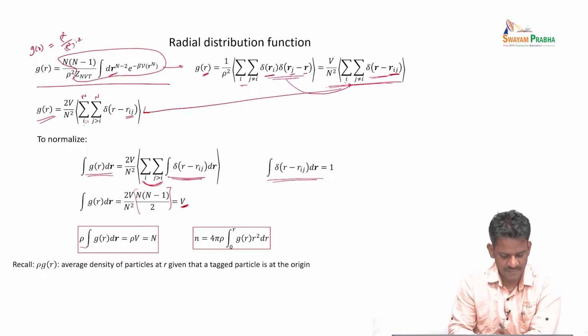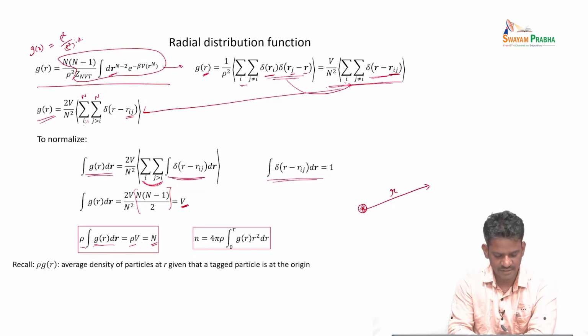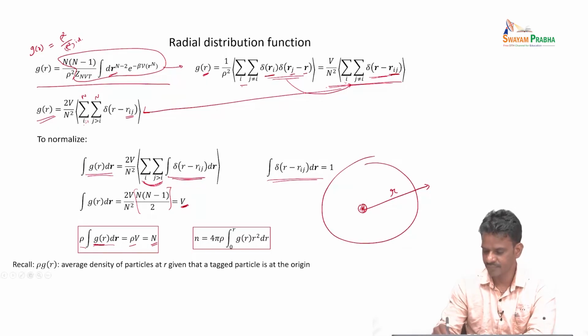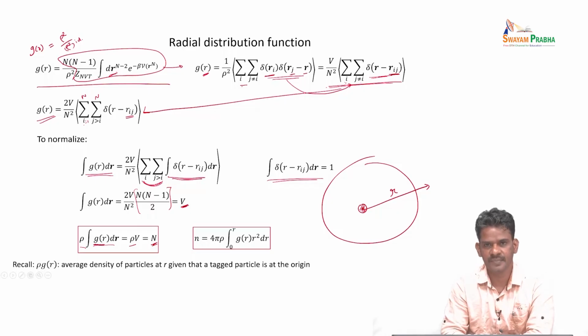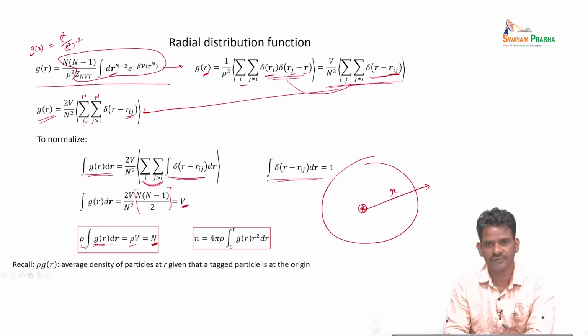Now, if you multiply density on the left hand side and right hand side, you see that rho times the integral of g of r dr is nothing but rho V, which is nothing but the number. If I have a system and choose one particular particle and go radially outward, and integrate this g of r function over this volume, that basically gives me the total number of particles in the system. So the integral of rho times g of r dr is related to the total number of particles.